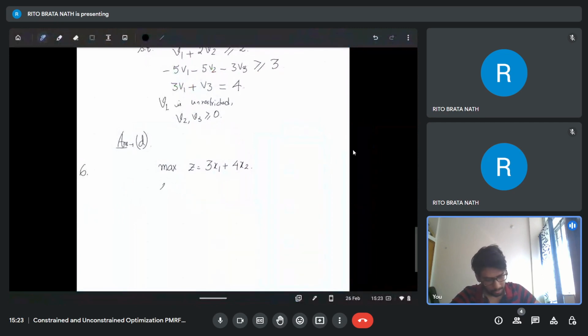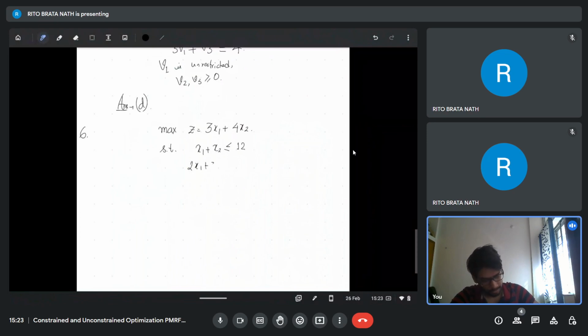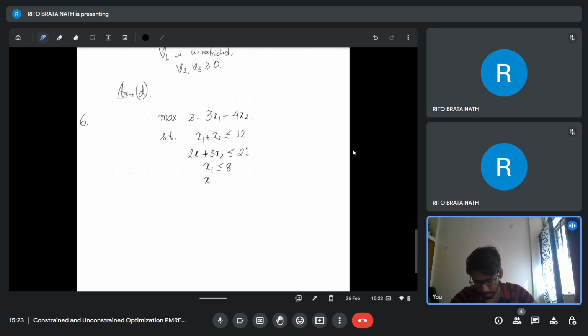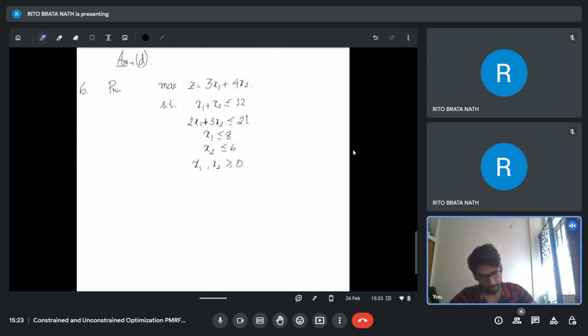So subject to x1 plus x2 less than or equal to 12, then 2x1 plus 3x2 less than or equal to 21. Finally, x1 less than or equal to 8, and x2 less than or equal to 6. And finally, x1, x2 greater than or equal to 0. Now you have to solve this, but also convert it into its dual. So this is your primal.